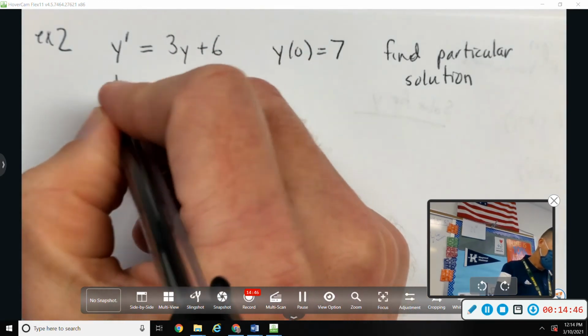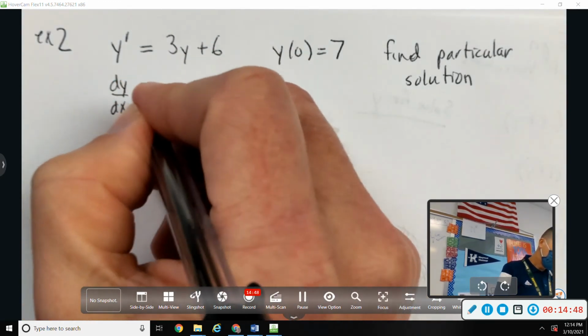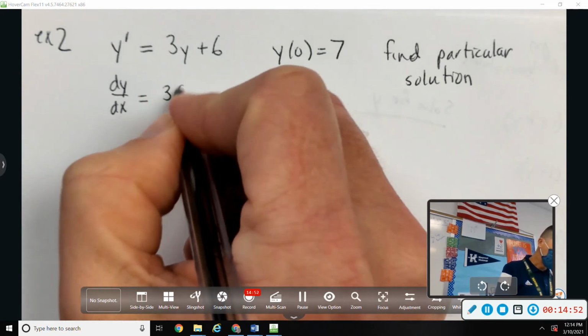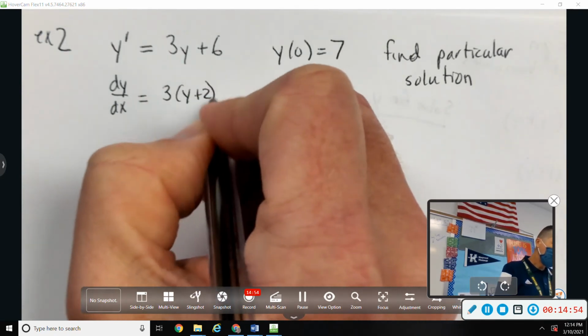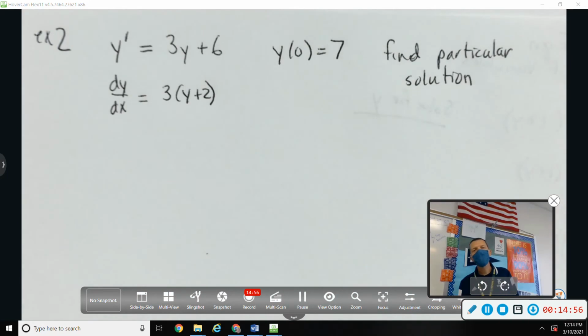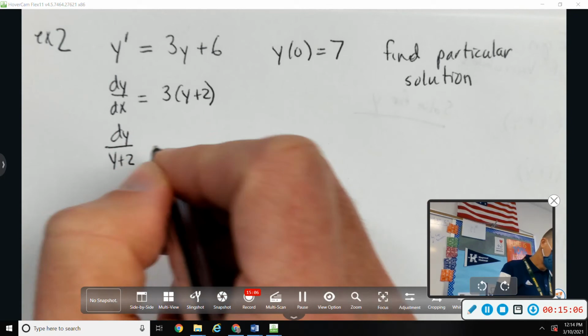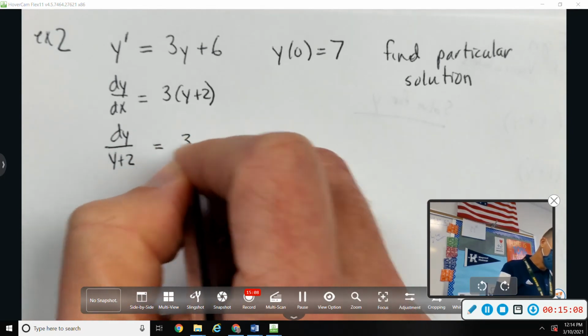Let's see, dy dx equals, I think to help separate these, I'm going to factor out a 3. Don't have to do that, but it makes life a little easier later. dy over y plus 2 equals 3dx.